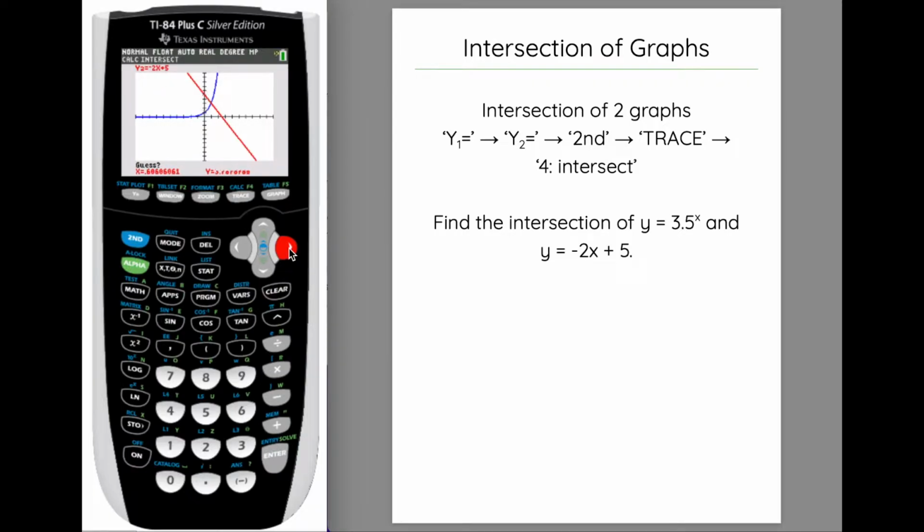Now these only intersect in one point, so wherever we guess, it's going to show us that. But sometimes functions intersect more than one point. So put the guess close and it'll look for the one closest to what you're trying to guess. You hit enter and you see, there we go. We have the x and y coordinates of the intersection points. And so that can be a solution to an equation or some sort of word problem.